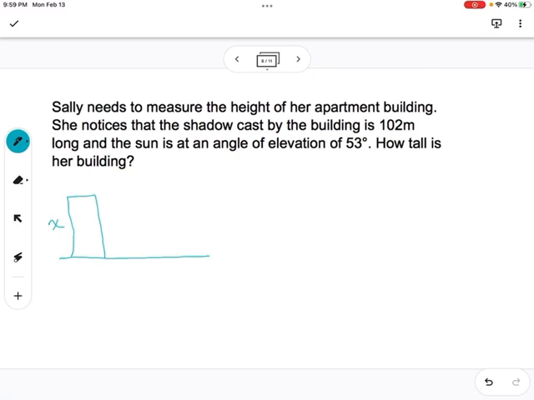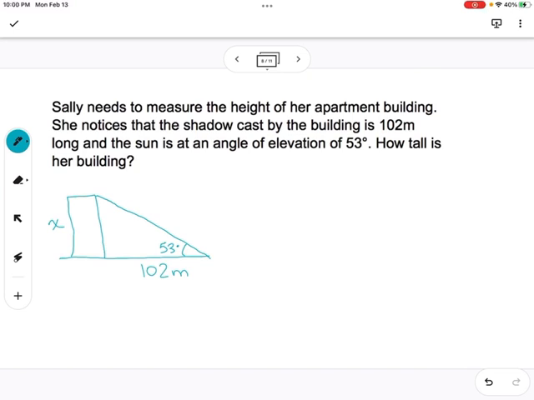And it's casting a shadow that is 102 meters long. So going from the ground, the horizontal, up to where the sun is, that is 53 degrees. So now we want to figure out how tall the building is.